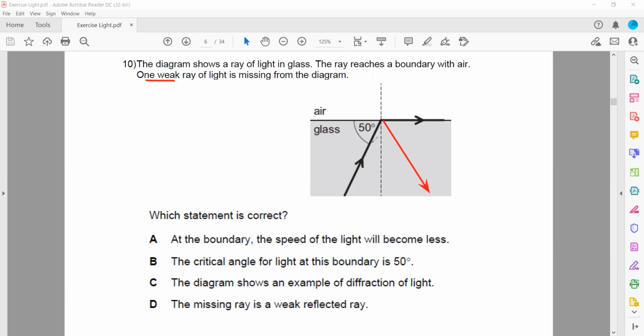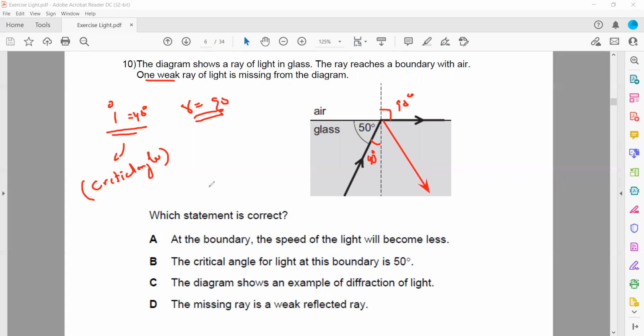Angle of incidence is always measured from the normal. So the angle of incidence is 40. And what is the angle of refraction here? The angle of refraction is 90. So whenever we have an angle of refraction of 90, this angle of incidence is also known as the critical angle. So the angle of incidence is 40, and the angle of refraction is 90 according to this figure. That's why 40 is the critical angle.